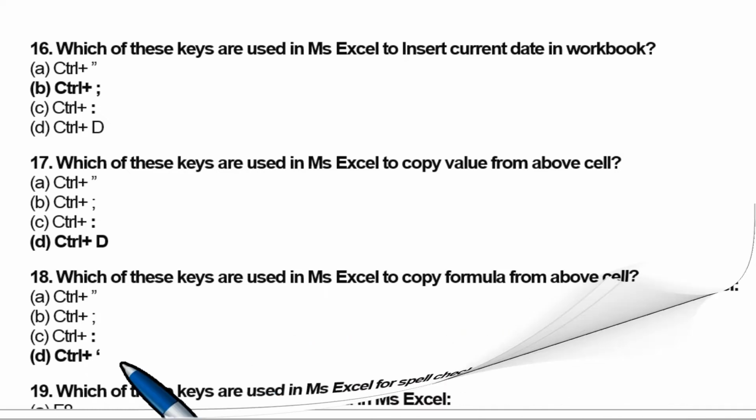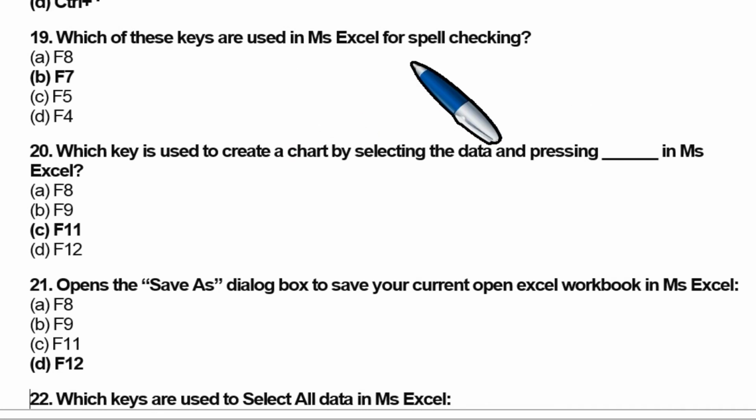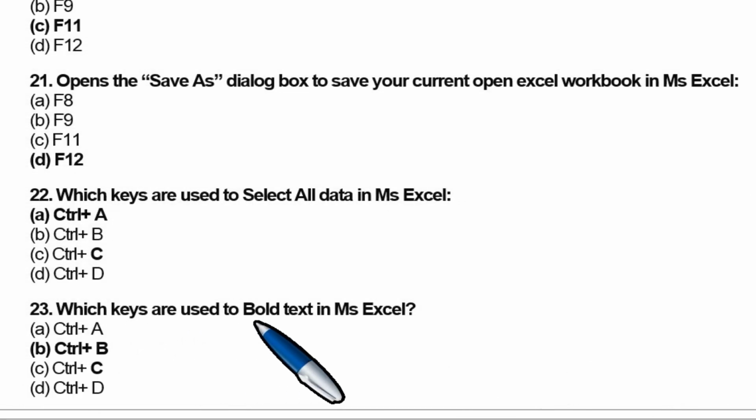Which of these keys are used in MS Excel to copy a formula from above cell? Control plus comma. Which of these keys are used in MS Excel for spelling checking? F7. Which key is used to create a chart by selecting the data and pressing it in MS Excel? F11. Open the Save As dialog box to save your current open Excel workbook in MS Excel. Short key is F12.